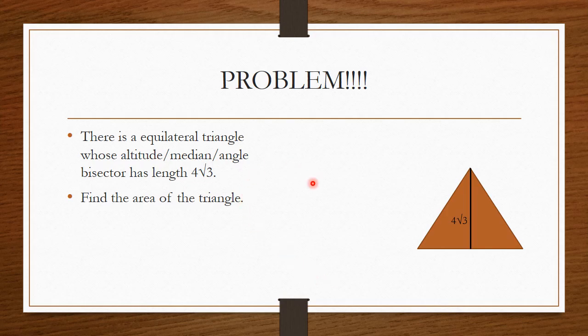So here's the problem. If the altitude, median, or angle bisector of an equilateral triangle is 4 root 3, find the area of the triangle. The way to do this is that this line divides this angle into two 30 degree angles. So this becomes a 30, 60, 90 triangle. This is a 30, 60, 90 triangle. So we can solve that half of this side is 4, so the entire side must be 8. And so we use the formula s squared times root 3 over 4 to find that the area of this equilateral triangle is 16 root 3.